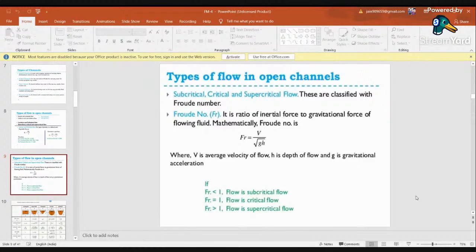If your Froude's number is less than 1, then flow is said to be subcritical flow. If your Froude's number is equal to 1, then flow is said to be critical flow. And if your Froude's number is greater than 1, then your flow is said to be supercritical flow.